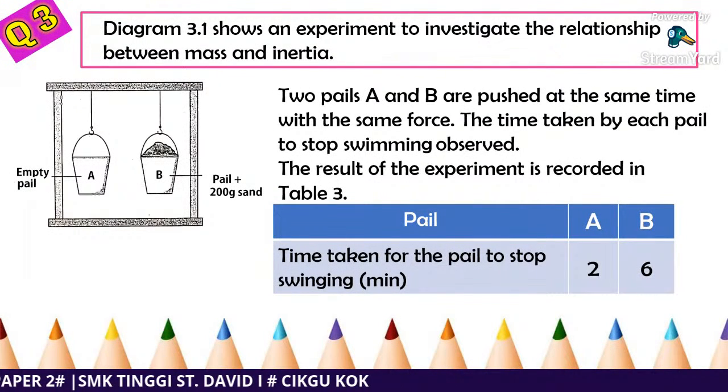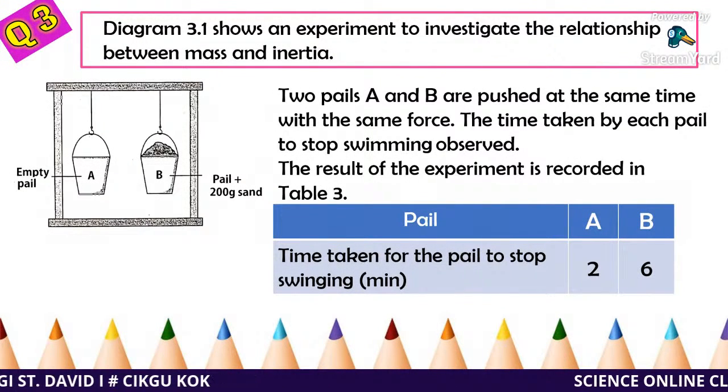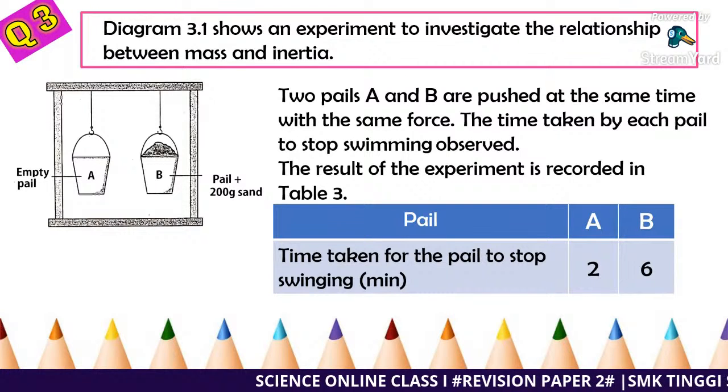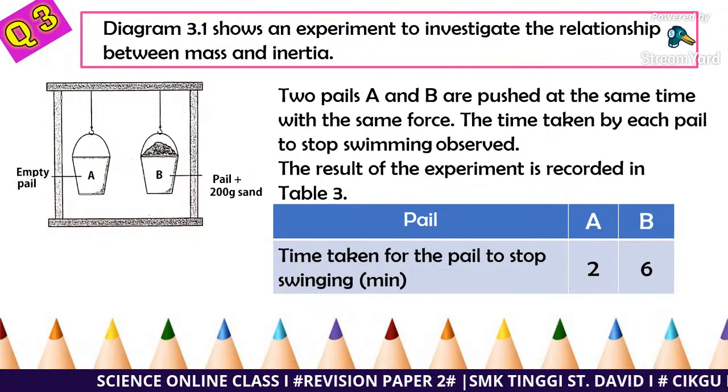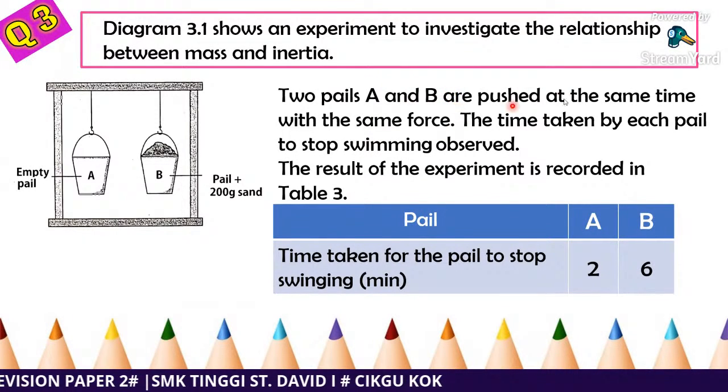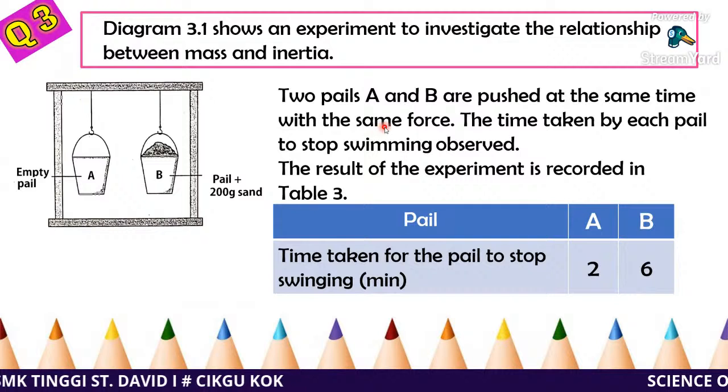Okay, question 3. They show about the experiment, investigate the relationship between the mass and also the inertia. So make sure you know what's the relationship of both. Okay, now they show about the pair A and also the B. They are pushed at the same time with the same force.